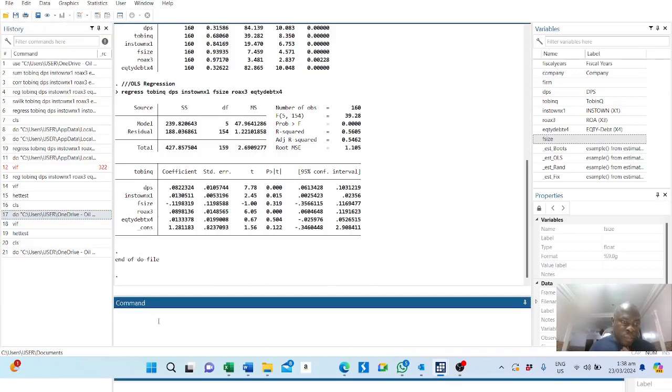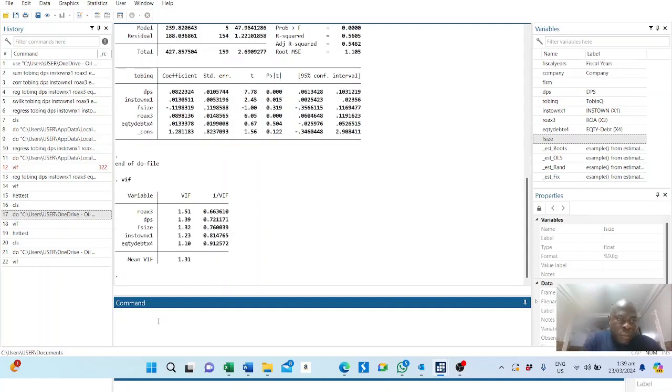Now that the regression has been done, I think we'll start first with the test of multicollinearity. The command for multicollinearity is VIF, that's the variance inflation factor. Typing in VIF, you get the result for the multicollinearity. So this is the result for the multicollinearity.